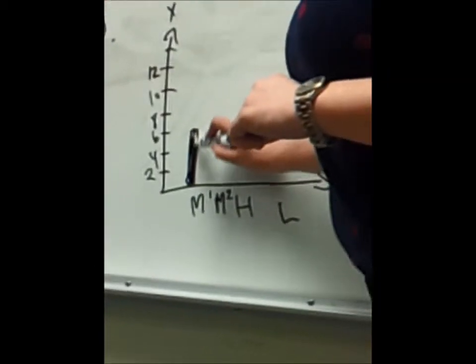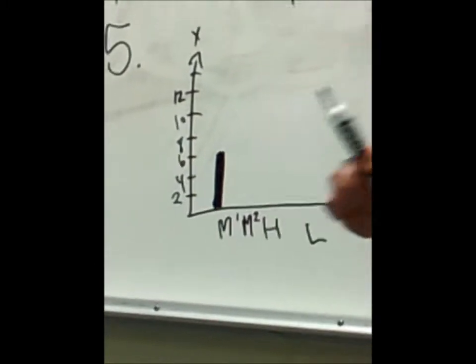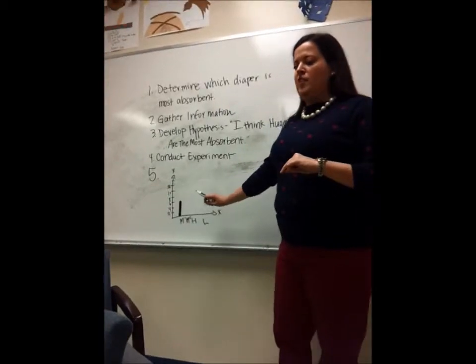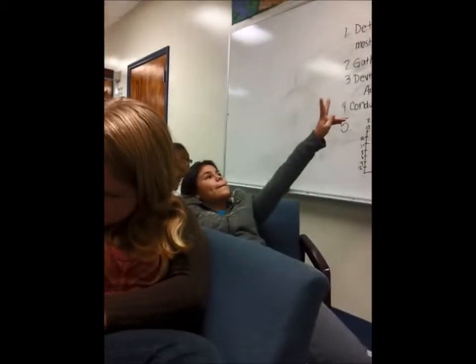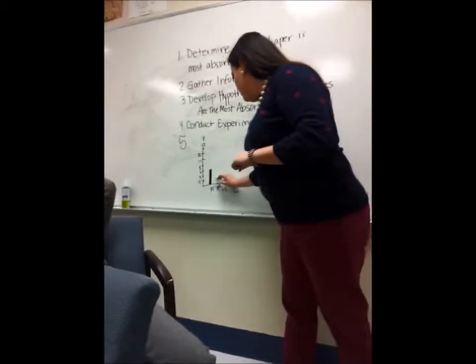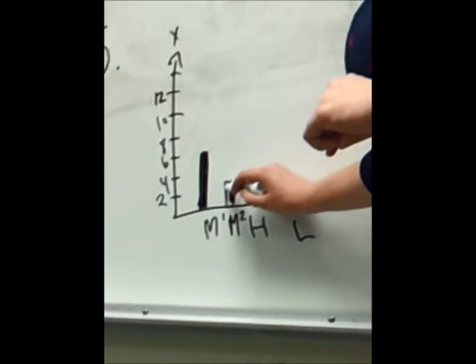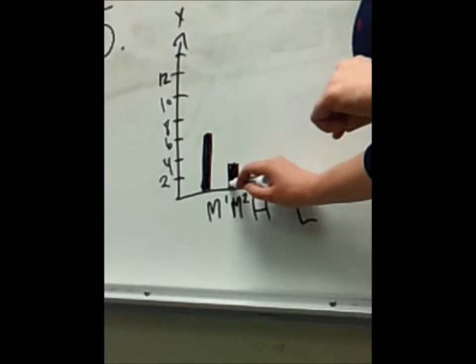Okay, M2, how many ounces for the second group's Meyer blend? 2. Okay. Do you know which one's right? We're going to discuss what the differences mean in just a minute, okay? But do you know which one's going to be right? They're both right. Those are the results that you all got.